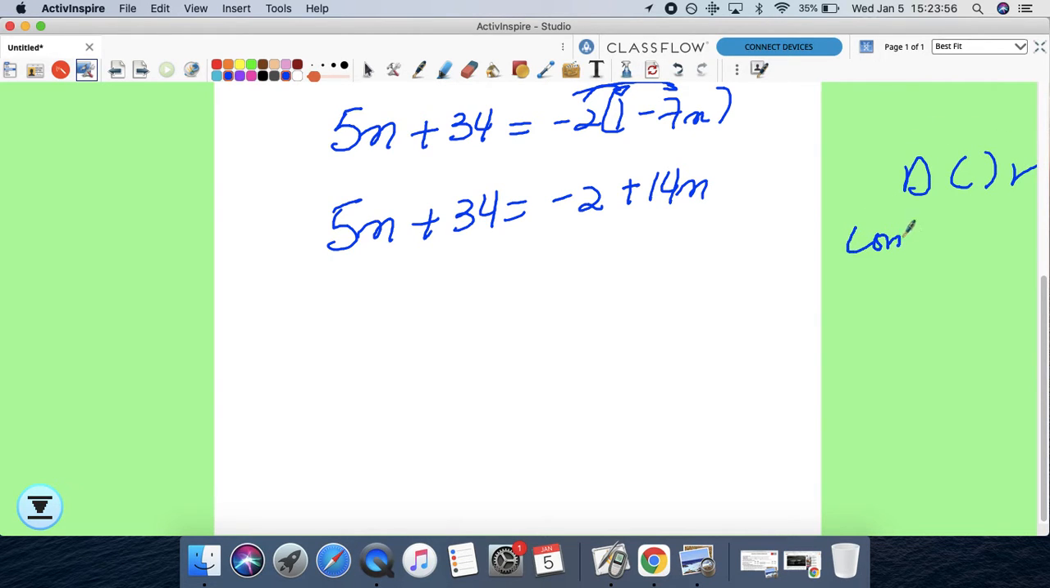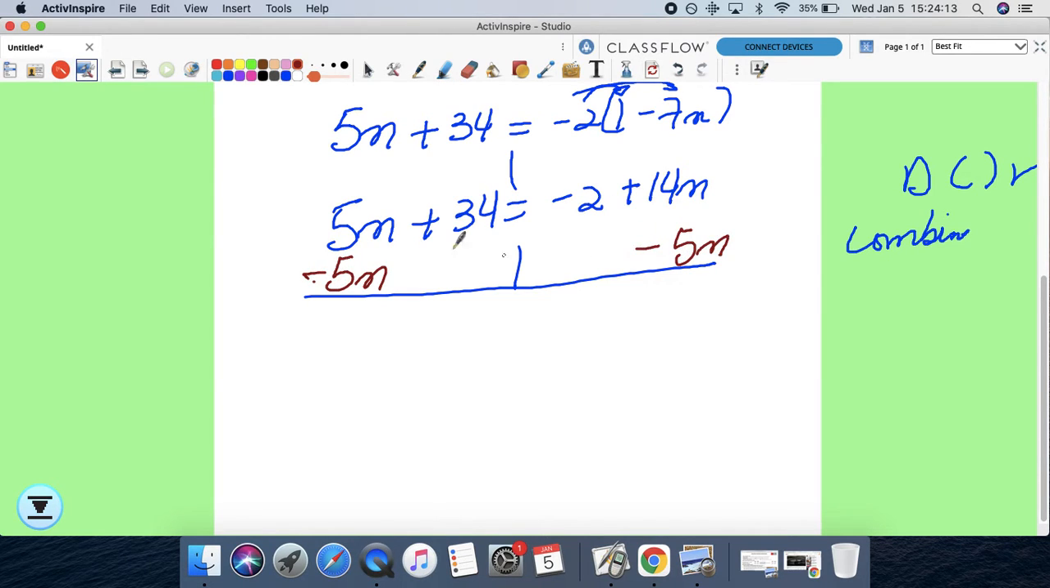Combine like terms. Is there anything to combine here? Really? Nothing? Okay. Is there variables on both sides? Yeah, there's a variable here and there's a variable here, right? There's an n here and an n here. Which one's the small one? 5n. So let's get rid of that. 5n minus 5n. That goes away because it's 0. 34.